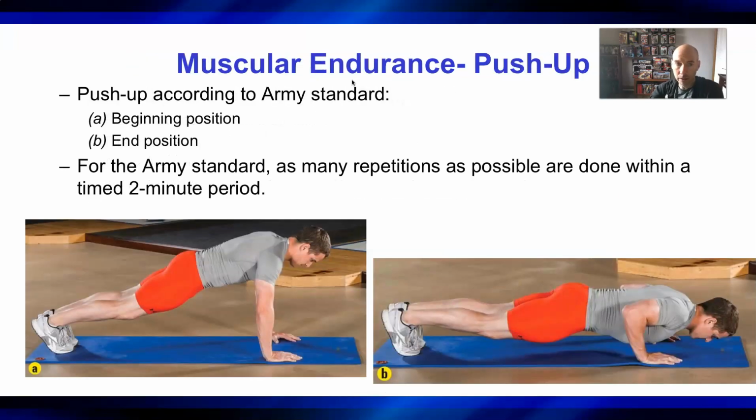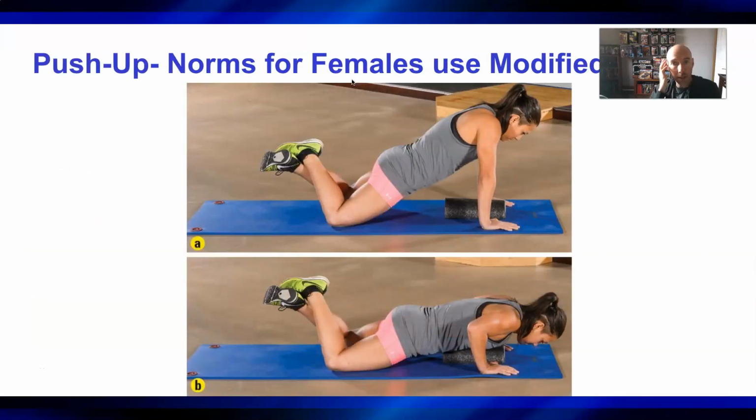Muscular endurance, here's the push-up described. Make sure that this is where the gender might come into play. The norms for males were established using the regular push-up, which is shown here, where the norms for females were established using the modified push-up. So even if a female, which I'm sure they could do regular push-ups, when you test them, use the modified version, because when you compare their score to the norms, the norms were established using the modified version of the push-up, okay?